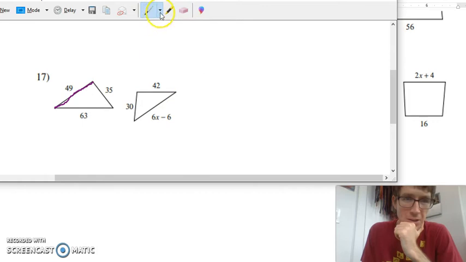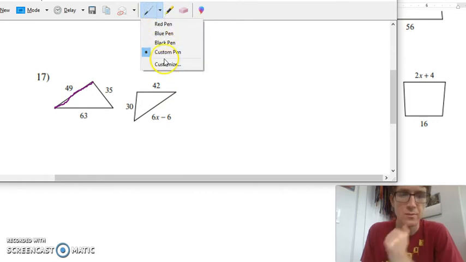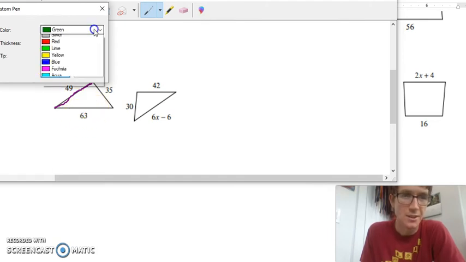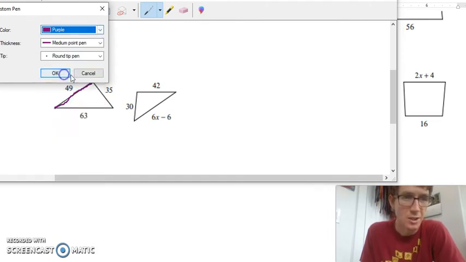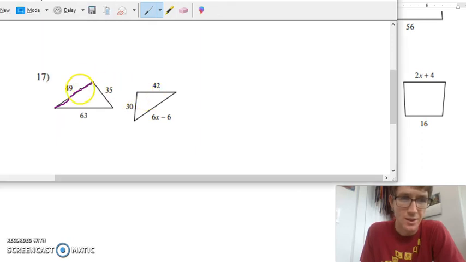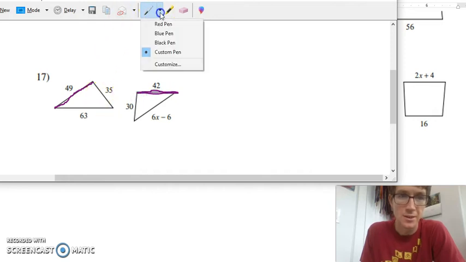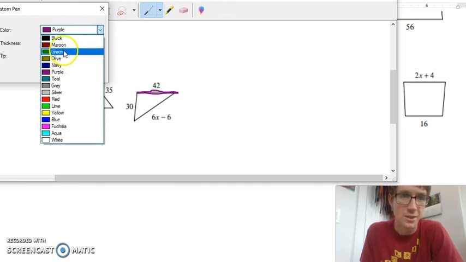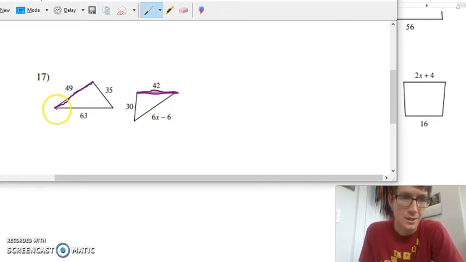Let's try that again. The longest side there is definitely the 63. So I misread that. So let's try that again. This 49 matches this 42. Okay, now that 63, I think, matches the other one. So let's try green. 63 will match this side here, 6x minus 6.